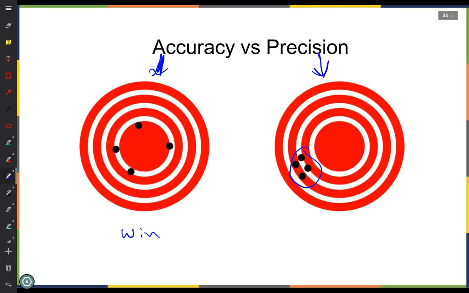But one of our real goals in lab today is to understand and to try to put numbers on just how close we are. How accurate are we, or how precise, how reproducible are our measurements? So accurate is how close to the correct value. Precise is how much they vary. We're actually going to be focusing more on precision.